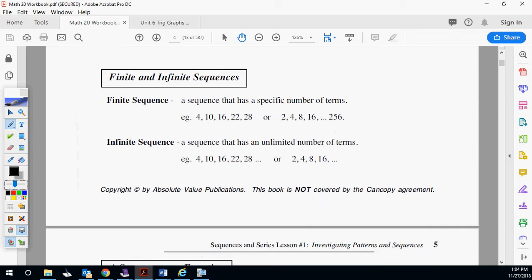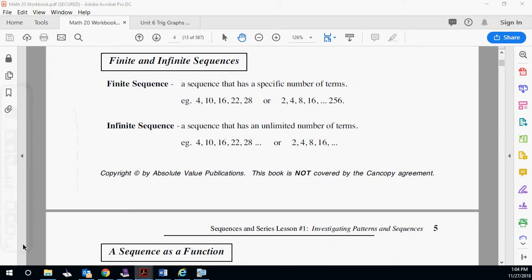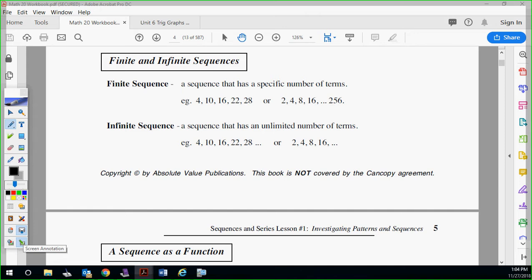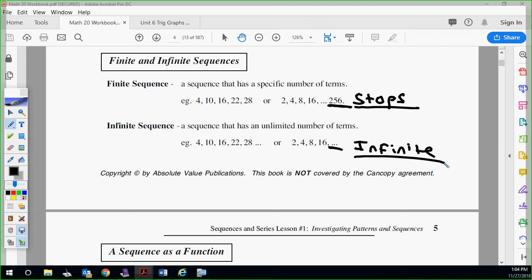Okay, so finite is countable, infinite is not countable because infinite goes forever. So when we're doing these sequences, if you see a number with a period, that means it stops. That pattern stops there. If you see a pattern with 3 dots, that means it's infinite and keeps going. Simply, period means stop, finite, countable. 3 dots means infinite, doesn't stop. Not countable, in the sense there's no limit. It keeps going forever.